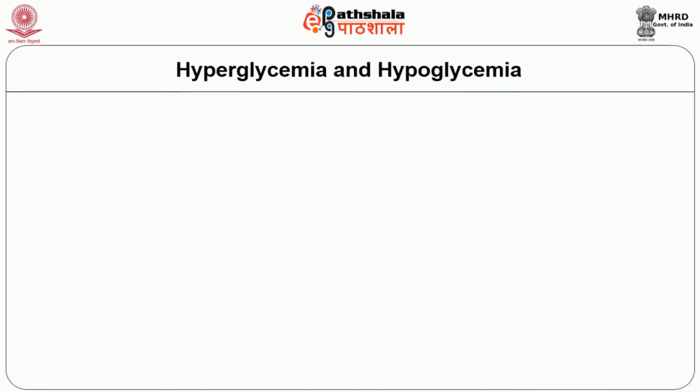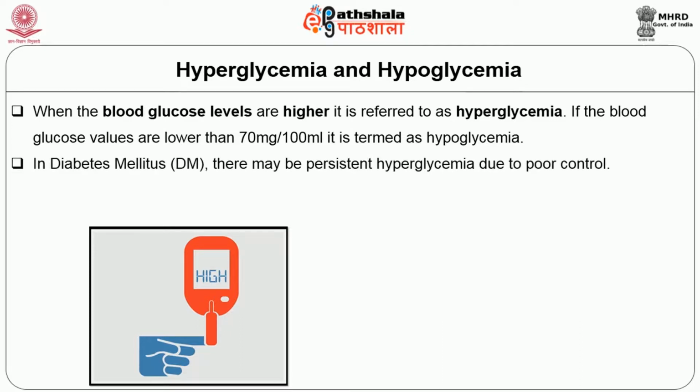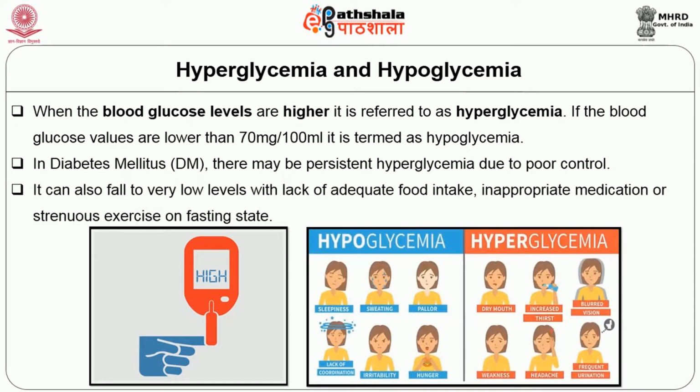Let us see now what are the terms hyperglycemia and hypoglycemia. When the blood glucose levels are higher, it is referred to as hyperglycemia. If the blood glucose values are lower than 70 milligram per 100 ml, it's termed as hypoglycemia. In diabetes mellitus, there may be persistent hyperglycemia due to poor control of blood sugar. It can also fall to very low levels with lack of adequate food intake, inappropriate medication, or strenuous exercise on fasting state.